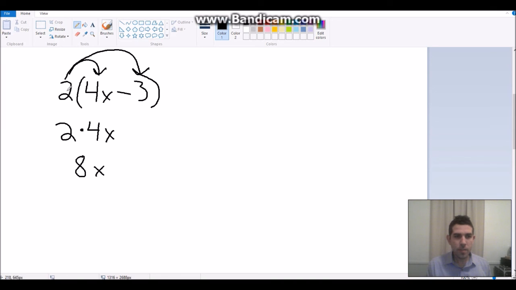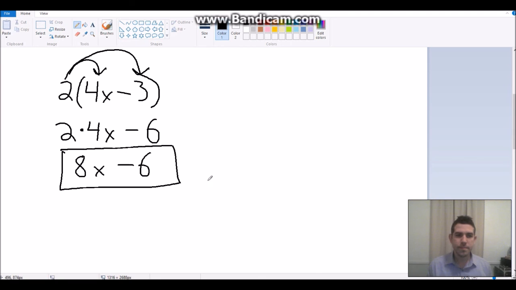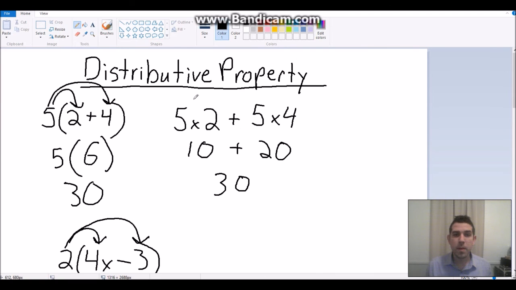So, minus 2 times 3 is 6. I'll bring down this minus 6. And let's see, 8x minus 6, can I take that any farther? Are those like terms? They're not like terms, so it's done. That is my answer. So there's the distributive property.